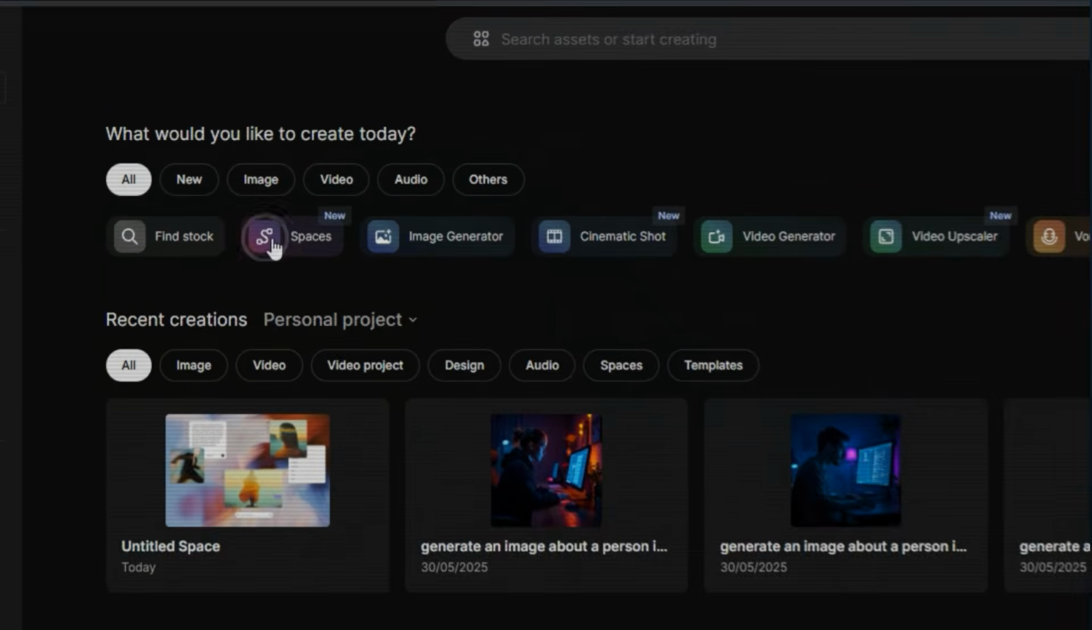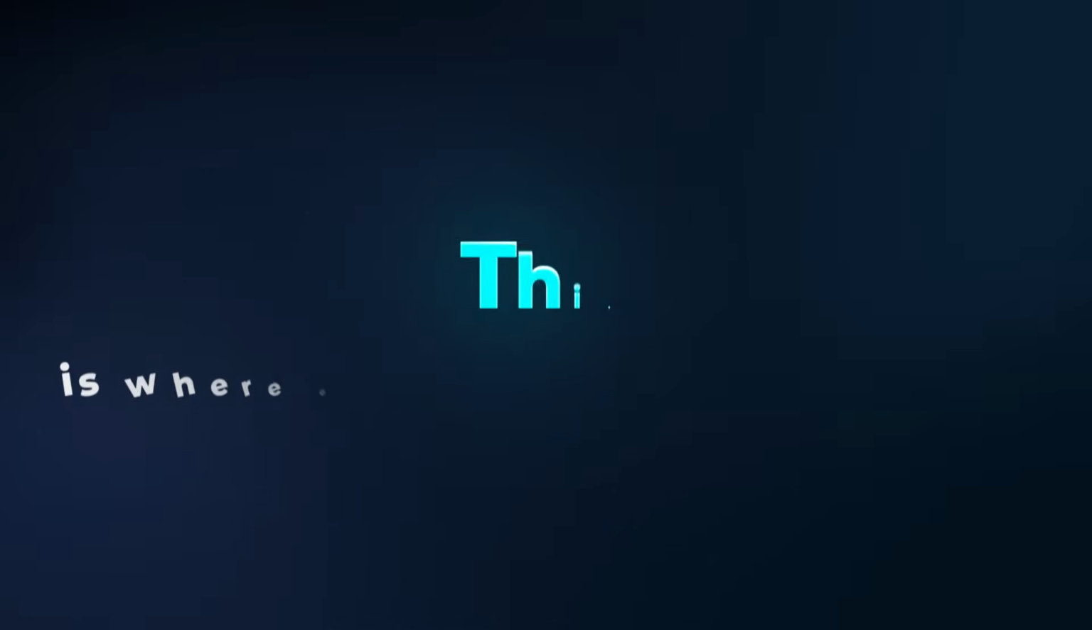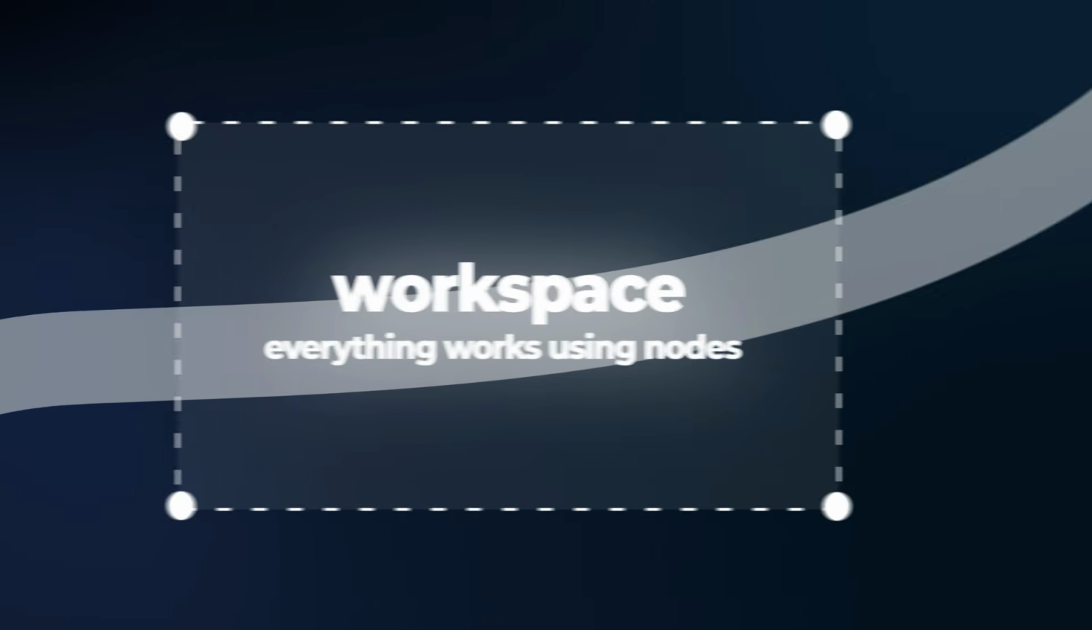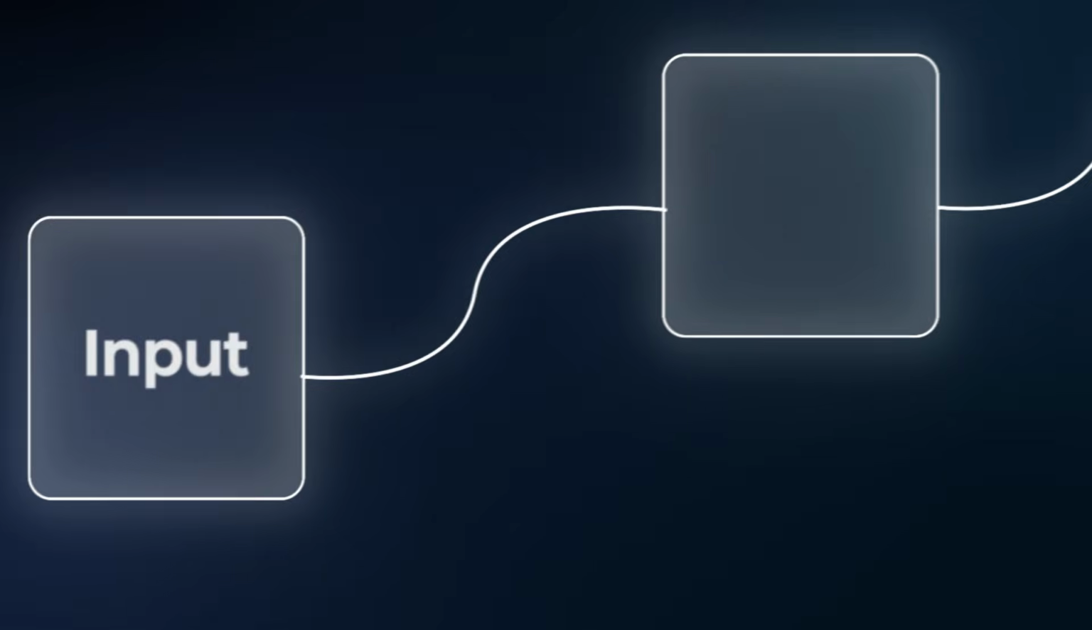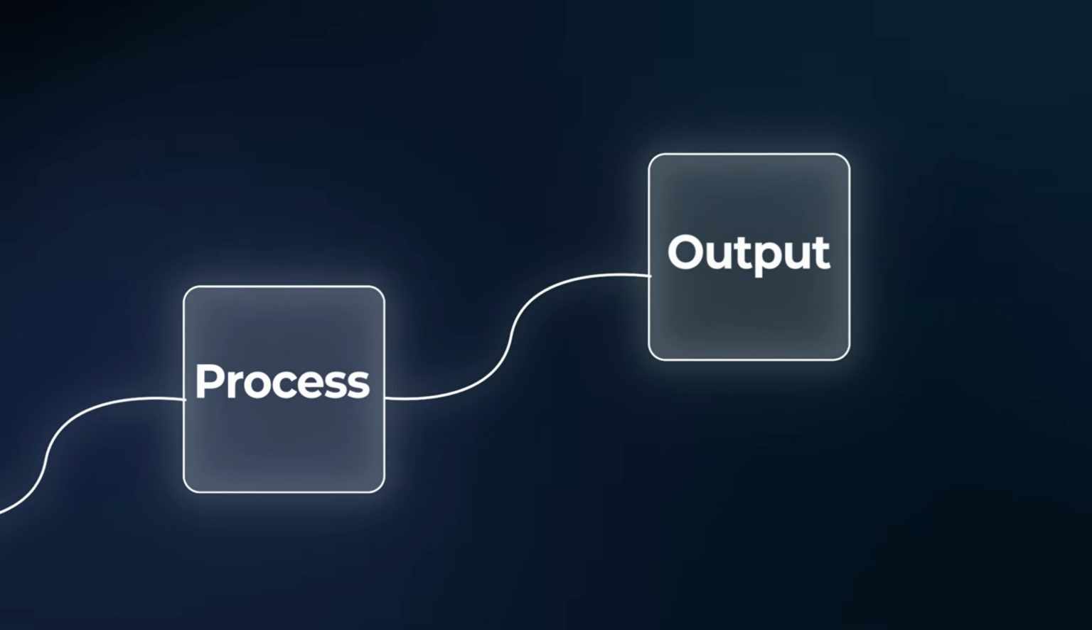Once you're on the site, open Space and start a new project. You'll see a blank workspace. This is where everything comes together. Inside this workspace, everything works using nodes. Think of nodes as simple building blocks that connect together to create your final result. One node provides the input, another processes it, and generates the output.